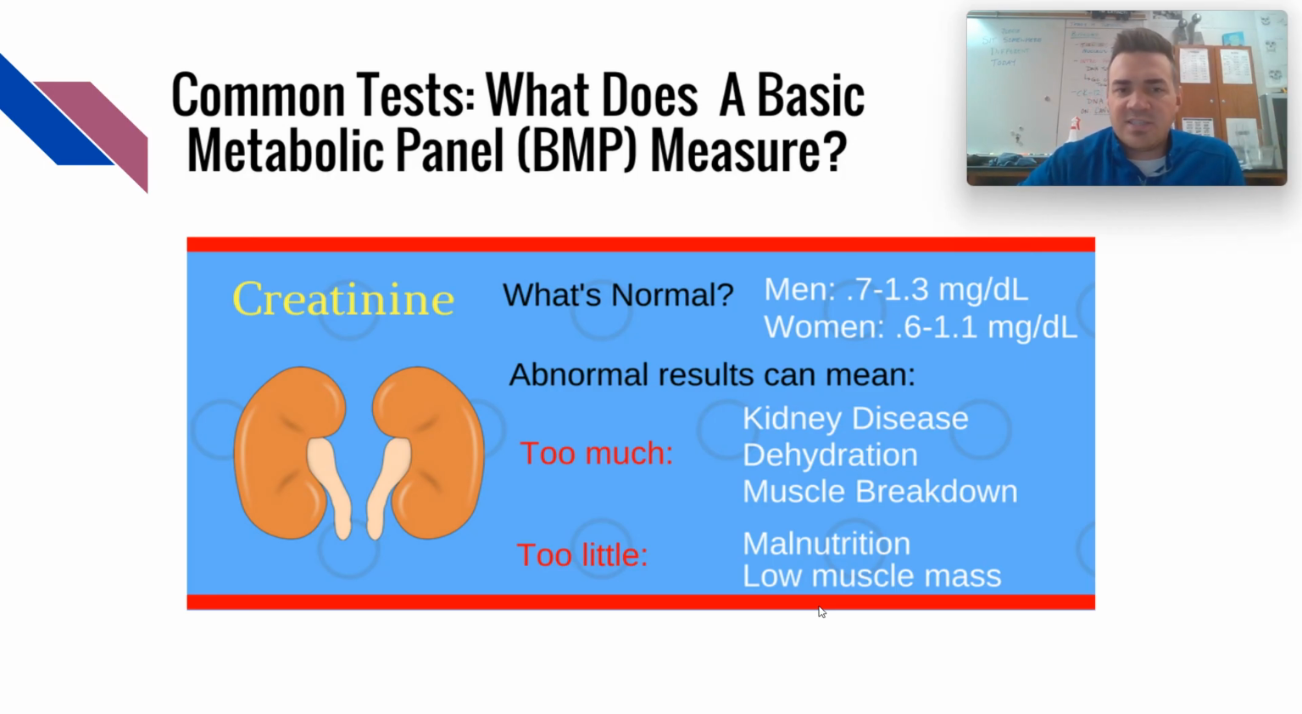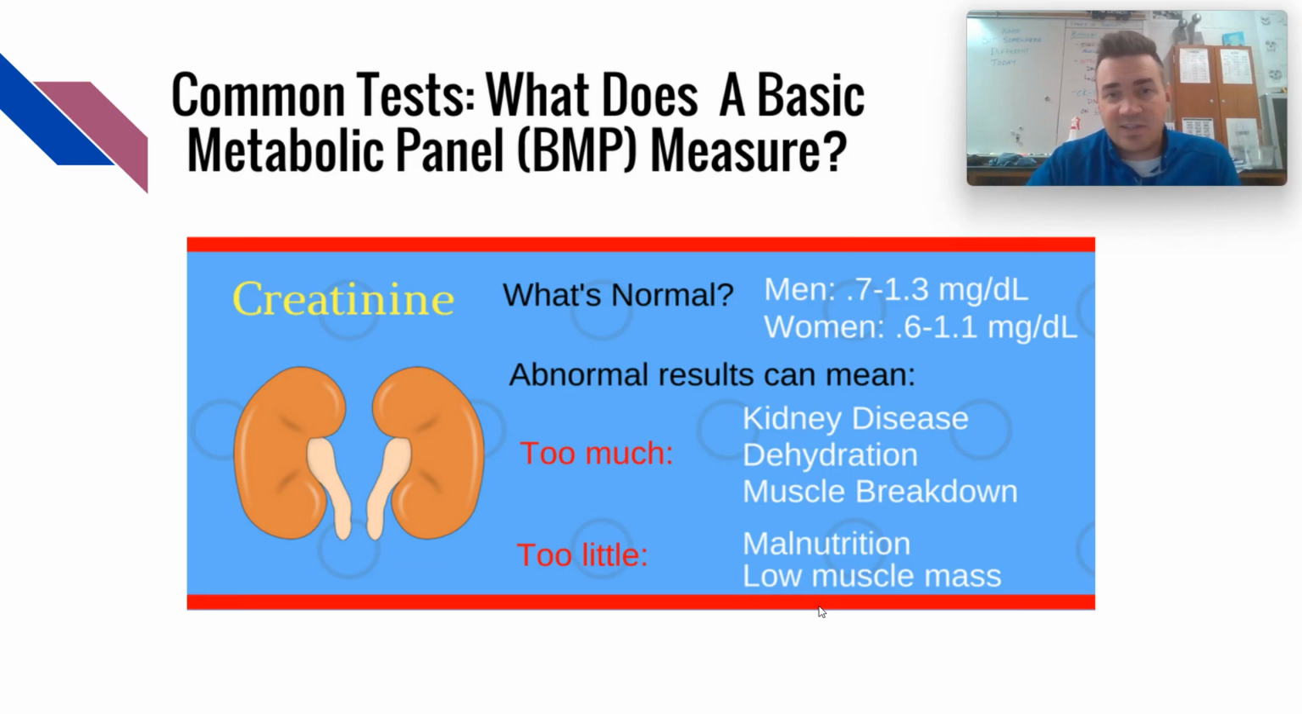So first of all, creatinine. You can see here the normal ranges. Men, 0.7 to 1.3 milligrams per deciliter. Women, 0.6 to 1.1 milligrams per deciliter. This is, like I said, one of those waste products you might find in the blood. So if you have abnormal amounts, that could be signs that there's a problem with the kidneys. Could also be an issue with dehydration. So, of course, one way to have too much of something is to just have too much of it.